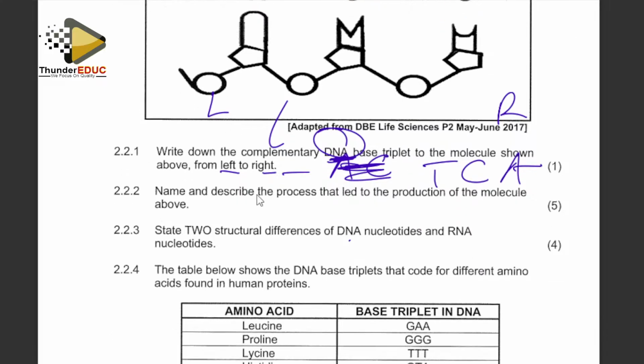They are saying name and describe the process that led to production of the molecule above. Remember, this is messenger RNA. We say that formation of messenger RNA is called transcription. Therefore, this is transcription. So if that is transcription, what am I supposed to say? Describe the process of transcription.